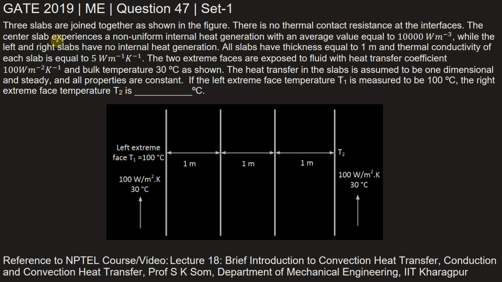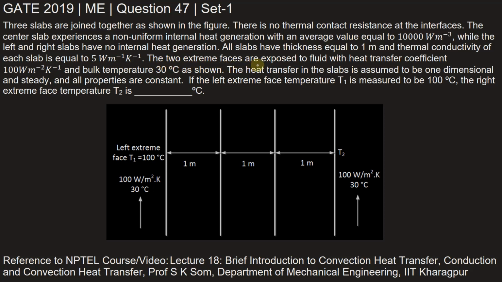The center slab experiences a non-uniform internal heat generation with an average value equal to 10,000 watt per meter cube, while the left and right slabs have no internal heat generation. All slabs have thickness equal to 1 meter and the thermal conductivity of each slab is equal to 5 watt per meter per Kelvin.